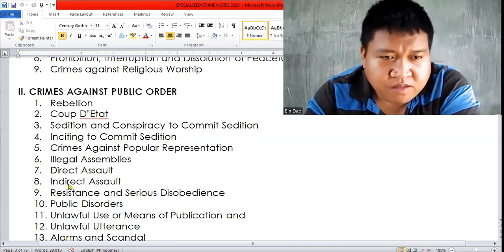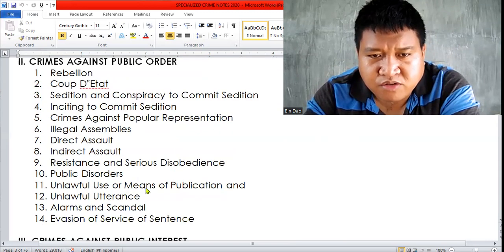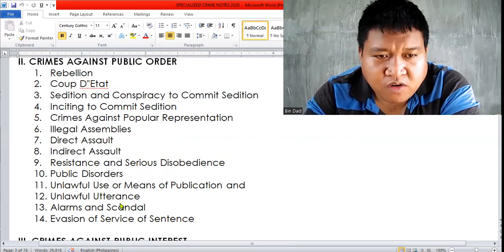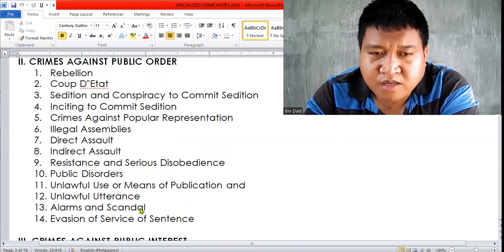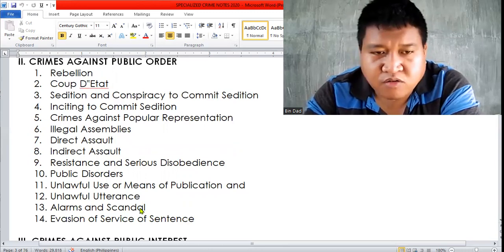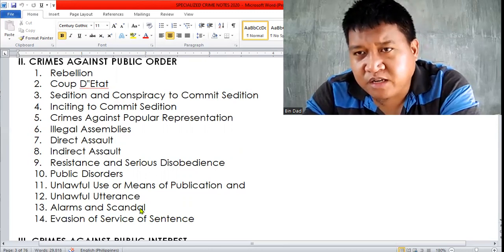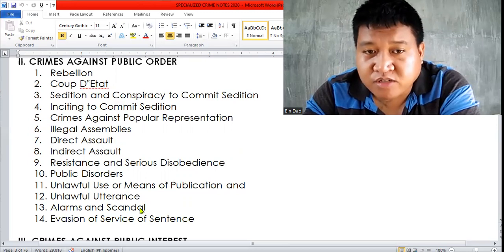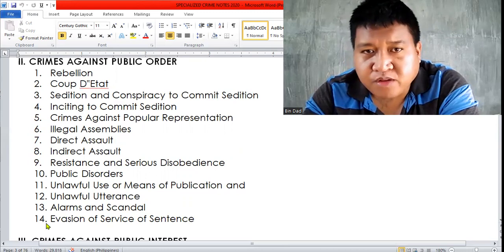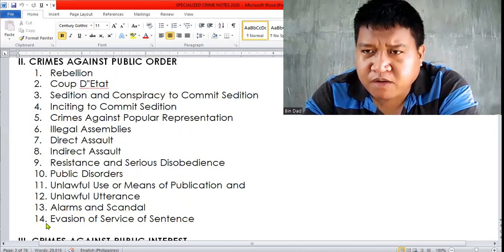Resistance and serious disobedience, public disorders, unlawful use of means of publication, unlawful utterances, alarms and scandals. Yan, common yan. Yung mga nanggugulo. Lasing, nanggugulo, or kahit hindi lasing, when it causes alarm and scandal to the peace of the people within an area, then that is alarms and scandals. Evasion of service of sentence. Evasion. Pag may takas, that is a crime against public order.